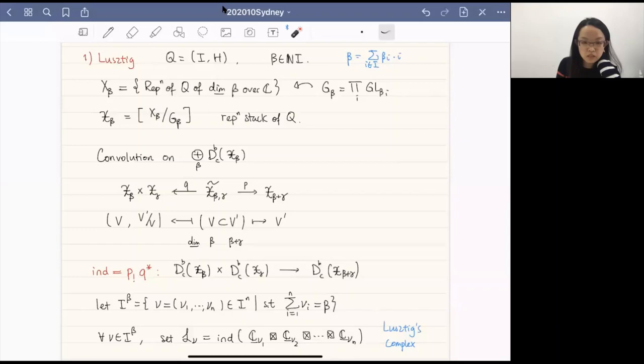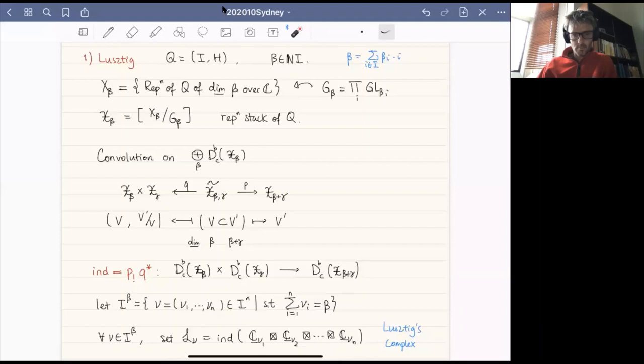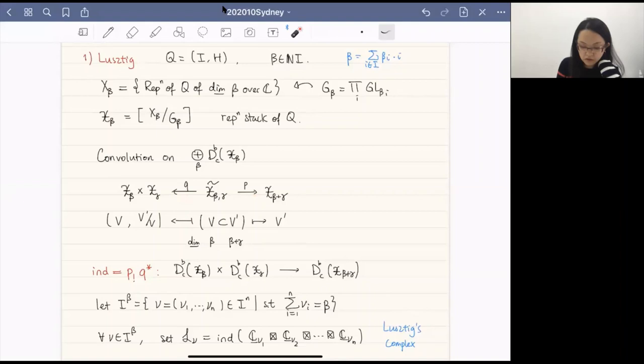So the map P is just projecting to V prime, and the map Q is sending this pair to V and V prime quotient by V. And so this is a smooth map. This is proper, and you have a well-defined functor from this category to this one, which is just given by pullback by Q and then proper push forward by P. So this is called the induction functor.